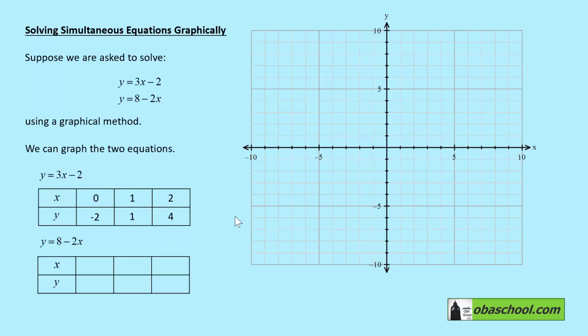So let's plot these on the graph. So 0, negative 2, 1, 1, 2, 4. Draw a line through them, and of course label the line.